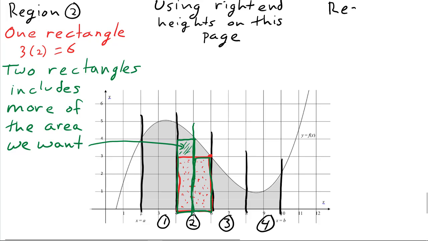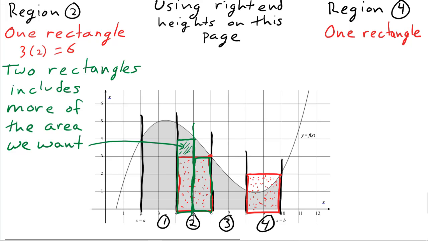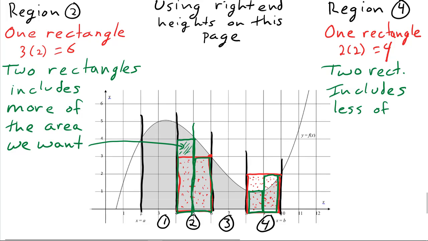Now, if we look at region 4, a similar thing happens in reverse. If we take it as 1 wide rectangle, we have a height of 2, width of 2, area is 4, and we're taking in all of the shaded gray area that we want, but also quite a bit of white area here that we don't really want. So if we break that down into 2 rectangles, the one on the right has the same right end as before and the same height, which is 2, but the one on the left has a lower height, and so we're taking in less area, less of the area we do not want.